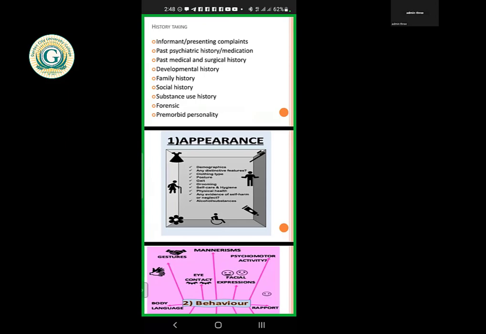And then we come to the forensics. Forensic is about legal issues. Whether this person has been jailed, has been on remand, whether he has served a community sentence as a result of a legal issue.